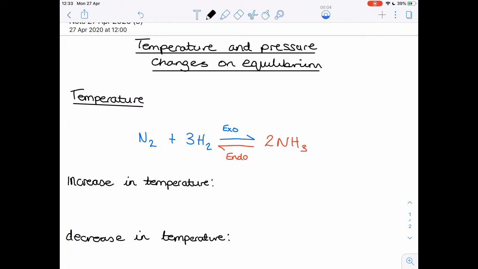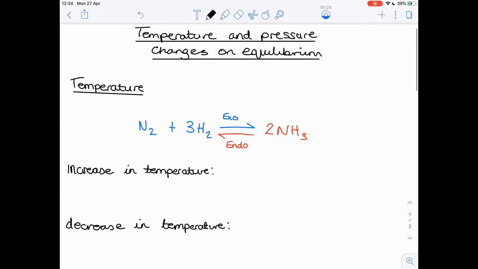In today's video, we're going to look at the impact that temperature and pressure has on equilibrium, and when these things change, what happens to equilibrium. So in the previous video, we discussed what equilibrium was and what happened when the concentration was changed. If you haven't watched that, I would recommend watching that before moving on to this video for you to be able to access this video fully.